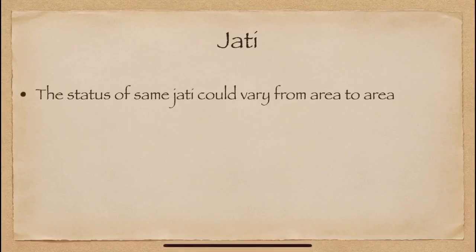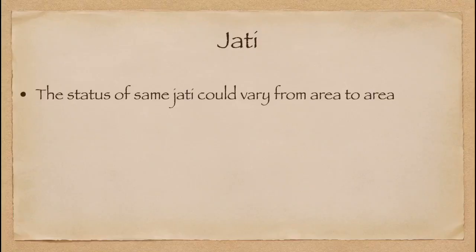Now, there are some important points that you have to remember. Let's discuss them one by one. The status of some jatis varied from place to place. Now, how is this possible? For example, one jati may be considered supreme at one place and very low at some other place. How? To understand this, let's consider a scenario.